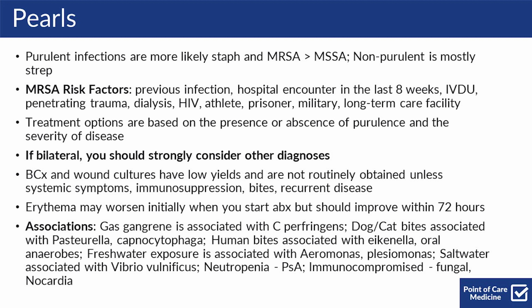Some associations you should keep in mind. Gas gangrene is associated with C. perfringens. Dog and cat bites are associated with Pasteurella. Human bites are associated with Eikenella and oral anaerobes. Freshwater exposure is associated with Ehrlichiosis. Saltwater is associated with Vibrio vulnificus, and neutropenia is associated with Pseudomonas.